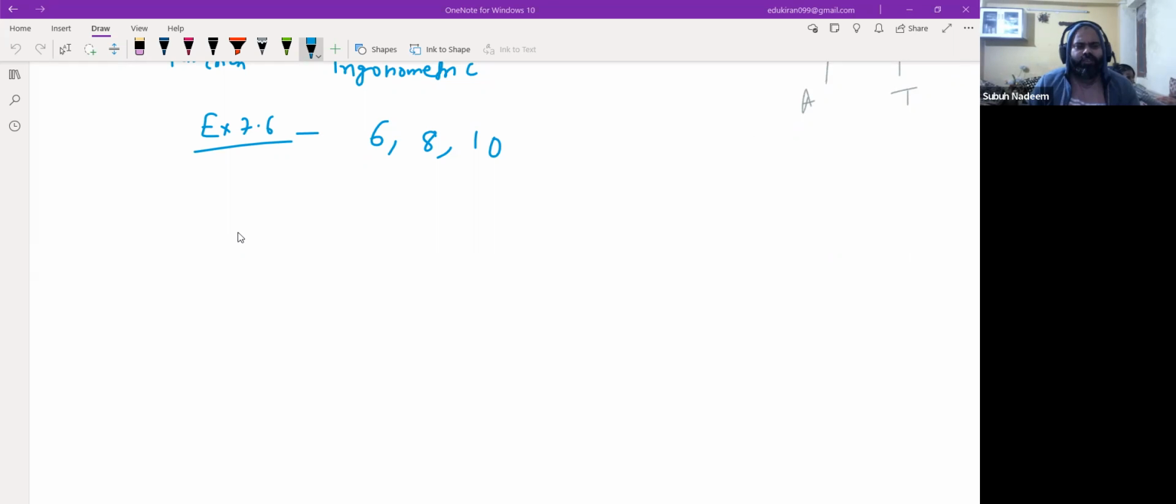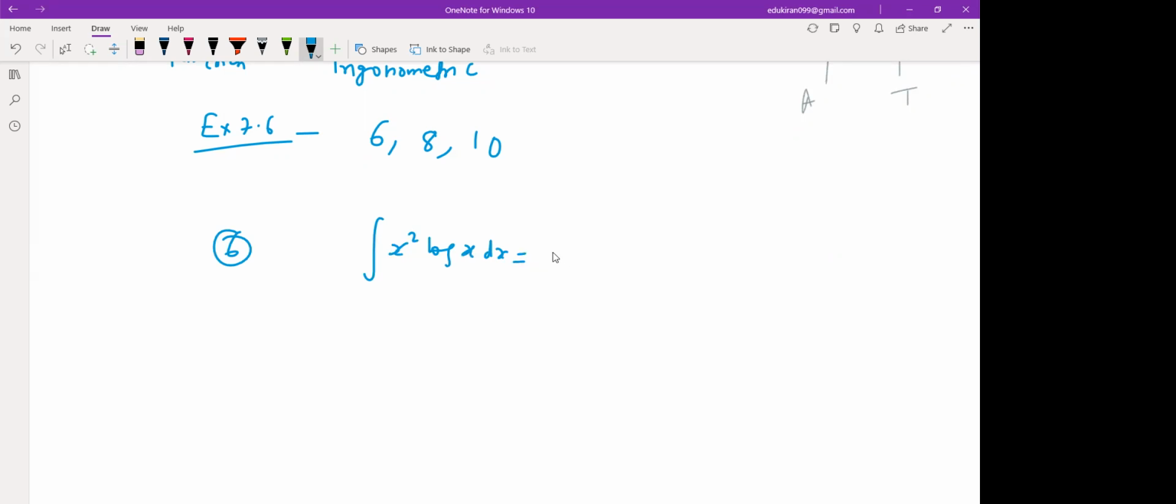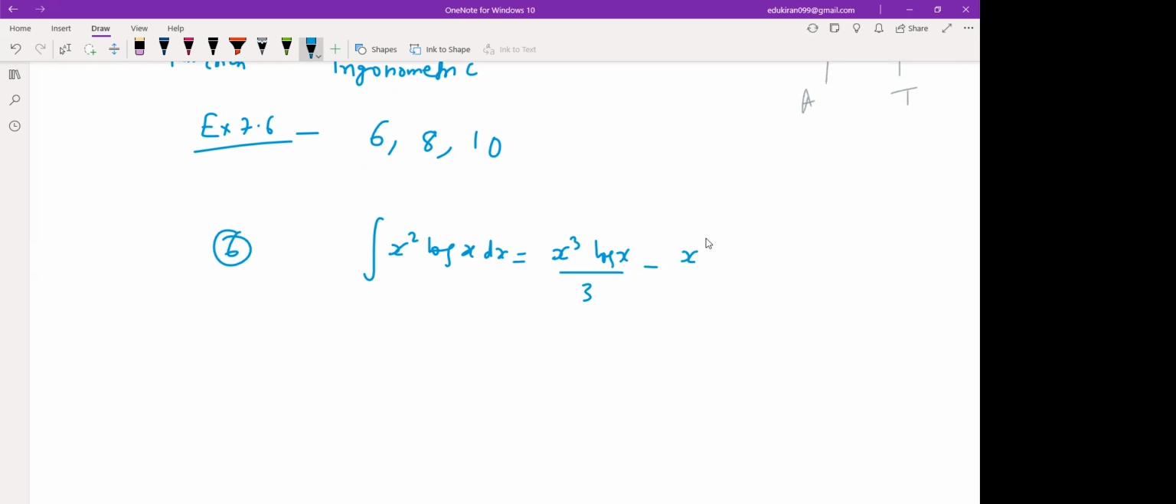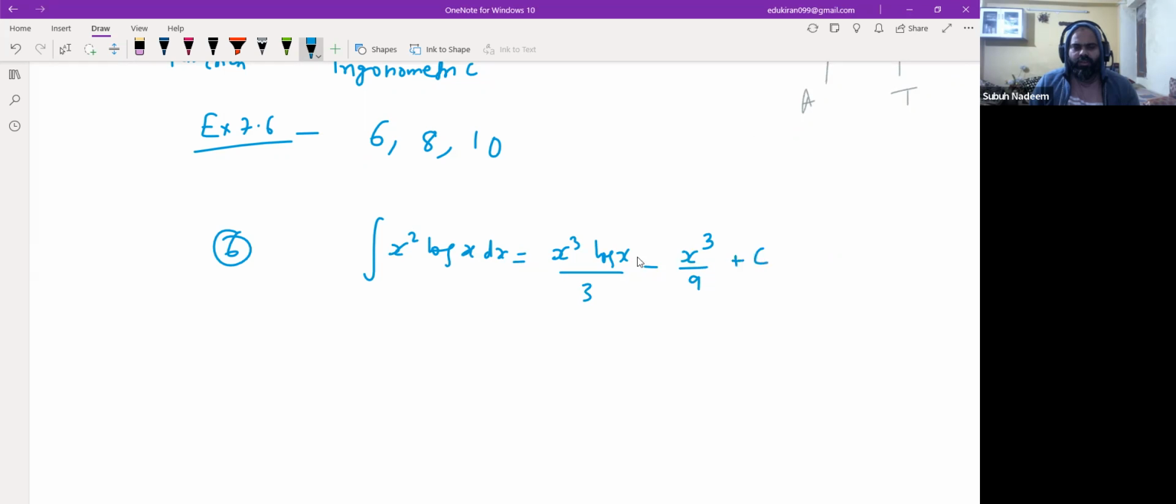Darnell, what is the answer for the sixth one that you have got? Oh, so I got x cubed log x by 3 minus x cubed by 9 plus c. So isolate, this is u, this is v: first function, integral of second, minus integral of derivative of first, integral of second. So this will become x cubed by 9. Correct.